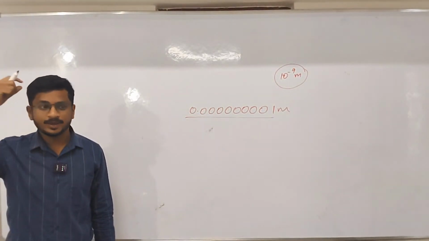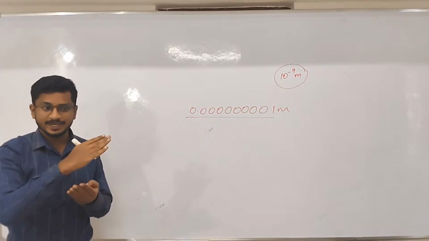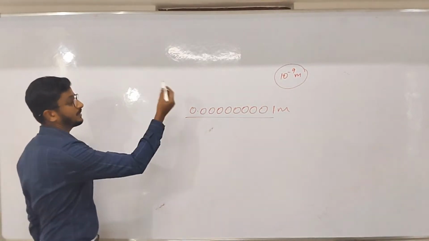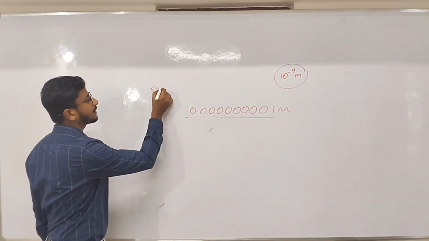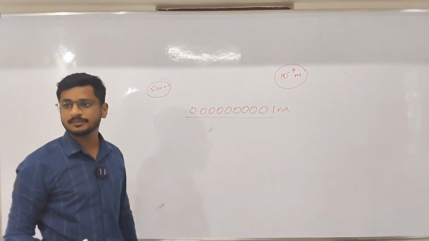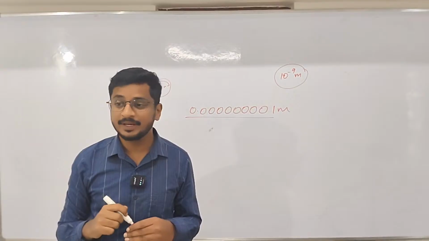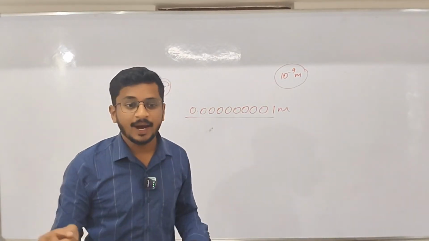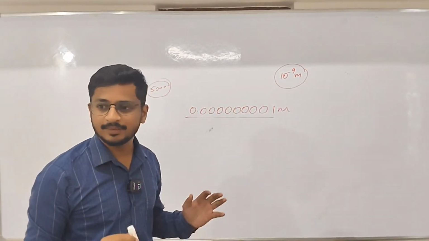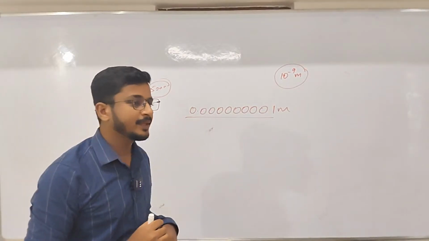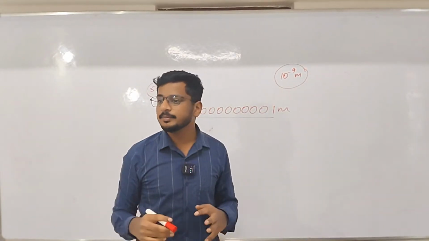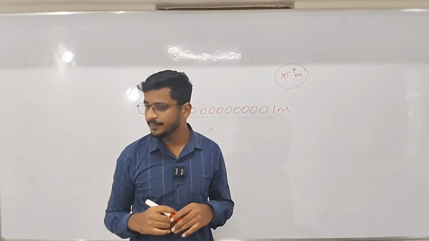That means your hair, you should divide it around 5,000 times. 5,000, just imagine, how small it is. So at that particular size, any particle, any atom behaves strangely.